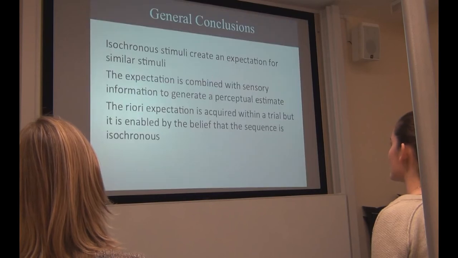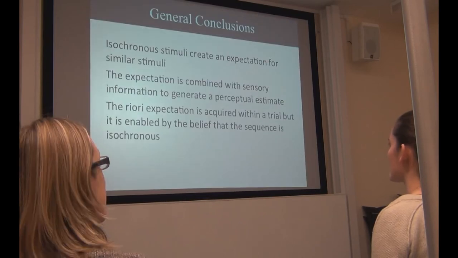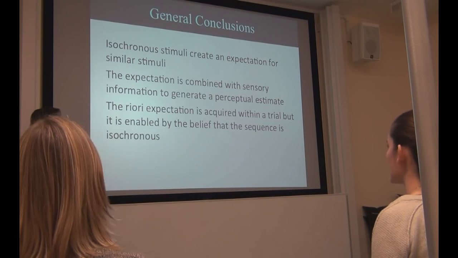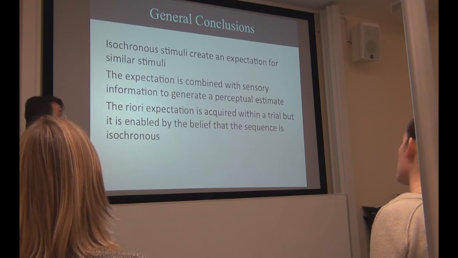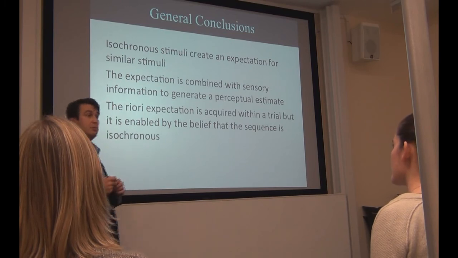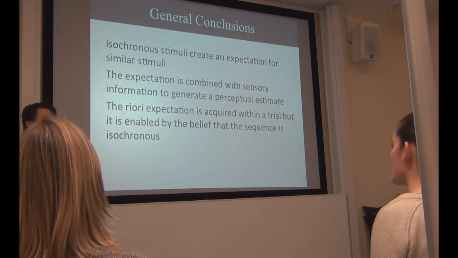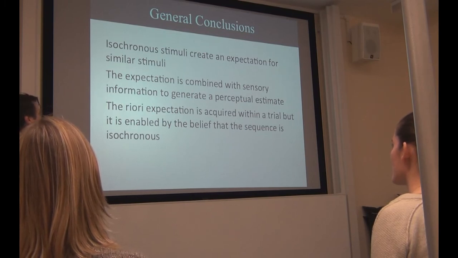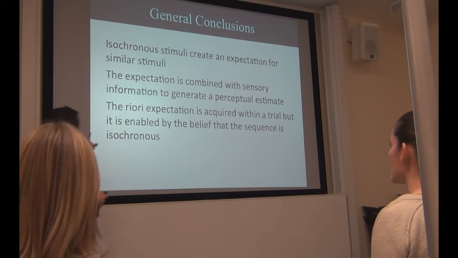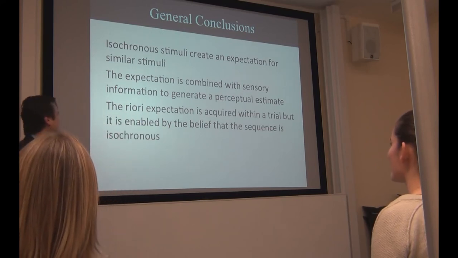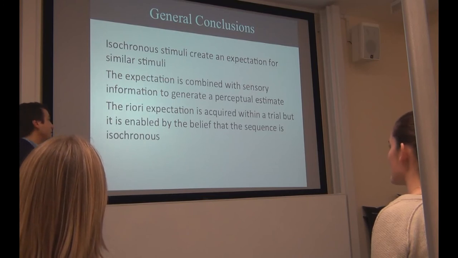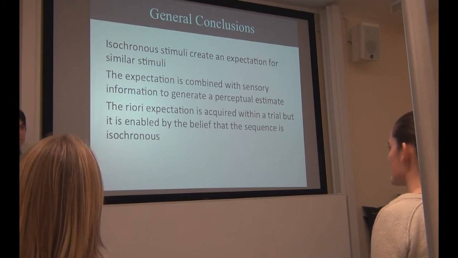And just to conclude, my time is basically over. So isochronous stimuli create an expectation for similar stimuli. If you change the stimuli, this expectation doesn't really work anymore. The expectation is combined with sensory information to generate a perceptual estimate. The a priori expectation is acquired within a trial, but is enabled by the belief that the sequence is isochronous.